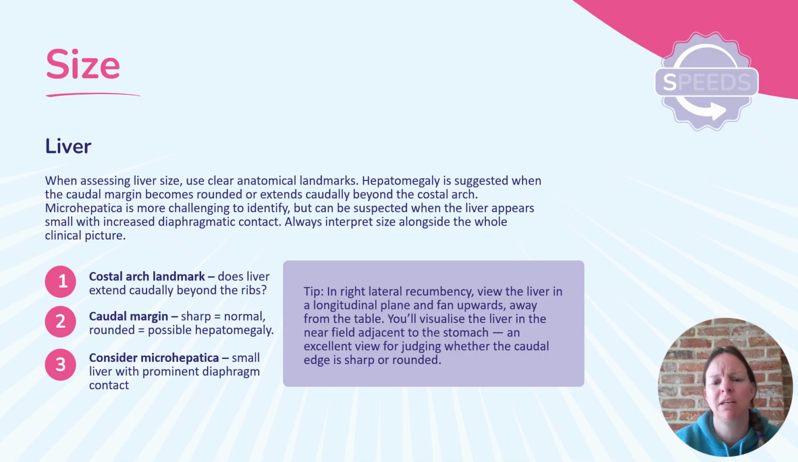So my top tip is when we're looking in right lateral recumbency, viewing the liver in a longitudinal plane, when we fan upwards away from the table, we can see the liver in the near field and the stomach in the far field. And this is an excellent point for judging whether the caudal edge is sharp or rounded. So let's look at a video on how to scan the liver, and you can see points where we might be judging hepatomegaly.